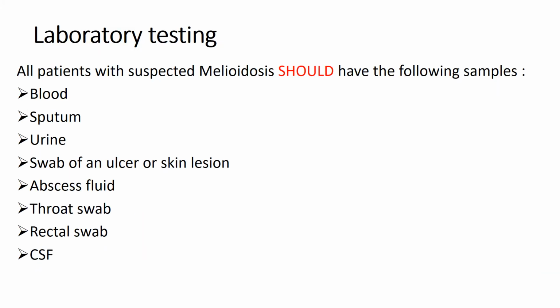So what kind of tests can we send for melioidosis? In all patients with suspected melioidosis, the following samples should be sent. I'm not saying send all these samples in one patient, but send as many samples as possible in your patient to ascertain the diagnosis. You can send blood, sputum, urine, swabs from ulcers or skin lesions, abscess fluids, and also throat swabs, rectal swabs, or CSF. What is important when we send the blood culture is to please ensure that an adequate amount of blood is put into the Bactec bottle. Otherwise, you may not obtain a growth of the organism.